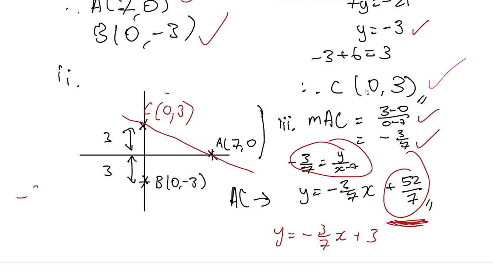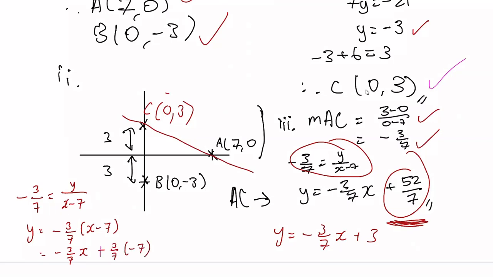Let's work it out. -3/7 equals y over x minus 7. Cross multiply, make y the subject. So it's just -3/7 times x minus 7. Distribute -3/7 times x, -3/7 times -7. Negative become plus. 7 is 7/1. 7 cancels off. Then you get a 3. How do you get 52? I don't know. I have no idea. Okay, yeah, just do it step by step, then you won't go wrong.